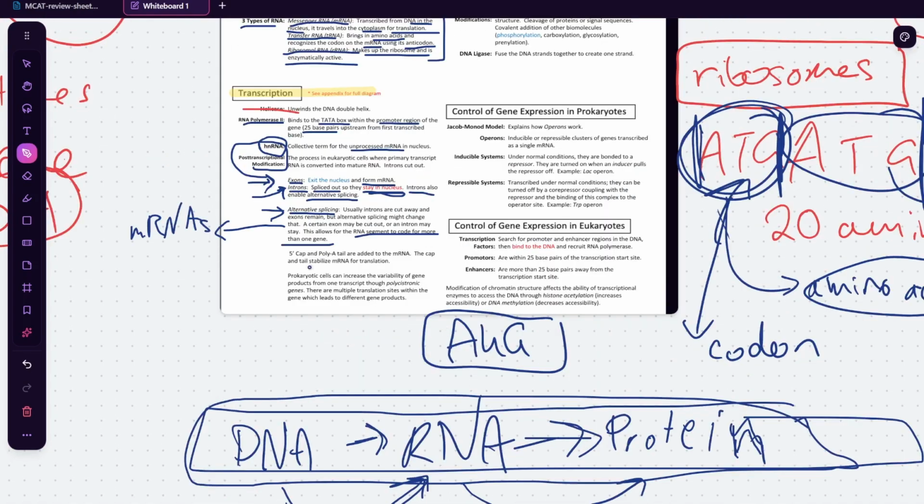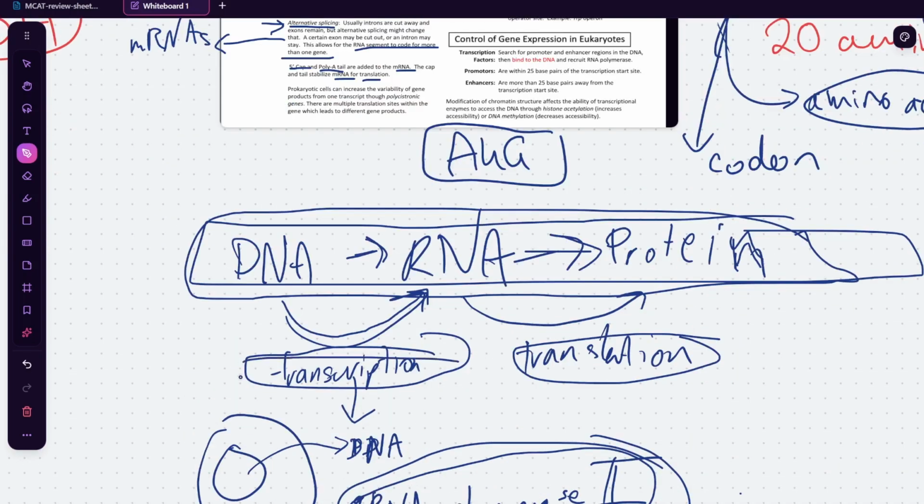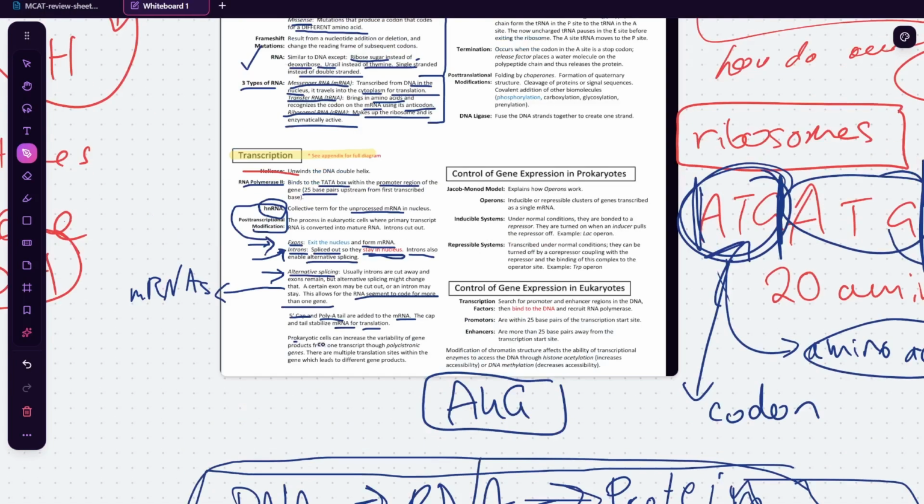I think they just wrote it here. 5' cap and poly A tail are added to mRNA. The cap and tail stabilize it for translation. So we're trying to prepare this for translation that will happen later on, where we turn RNA to protein. Now, prokaryotic cells can increase variability of gene products from one transcript for polycistronic genes, and these are multiple translation sites within the gene which lead to different gene products. So basically, in eukaryotes, we have this modification of the 5' cap and the poly A tail.